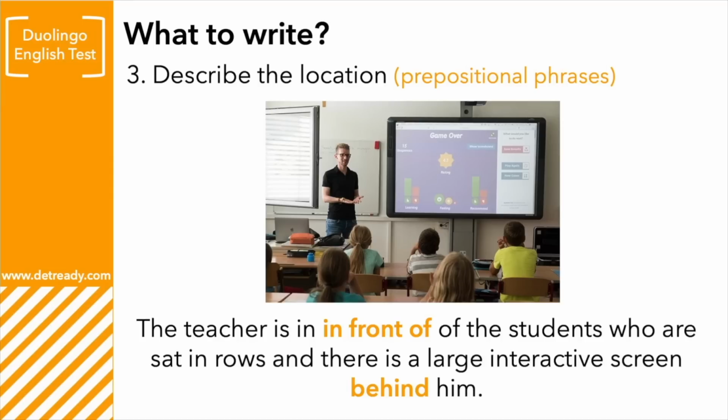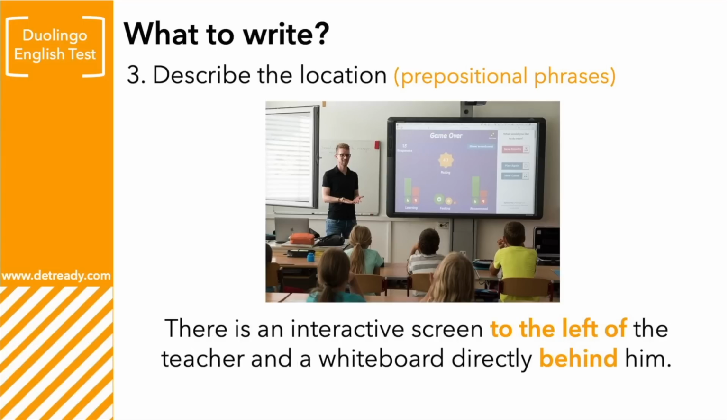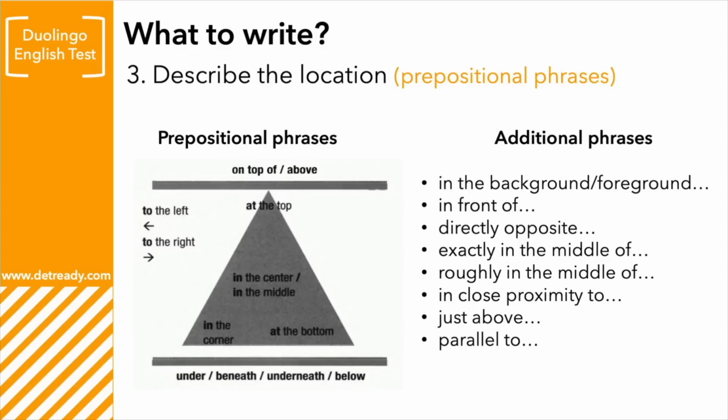The teacher is in front of the students who are sat in rows, and there is a large interactive screen behind him. In this example, the 2 prepositional phrases are in front of and behind. Another example, there is an interactive screen to the left of the teacher and a whiteboard directly behind him. So you can see how describing the location using prepositional phrases can add lots of details to your description. There are lots of prepositional phrases you can use. Here are a bunch of examples. I recommend you take a screenshot of this and study these and practice using them in your descriptions.